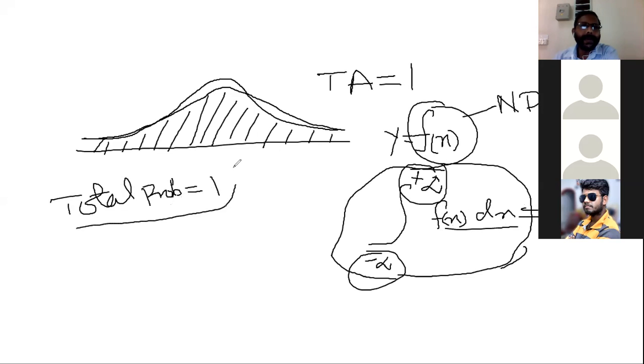Right. So now you see here the probability is given in terms of area.